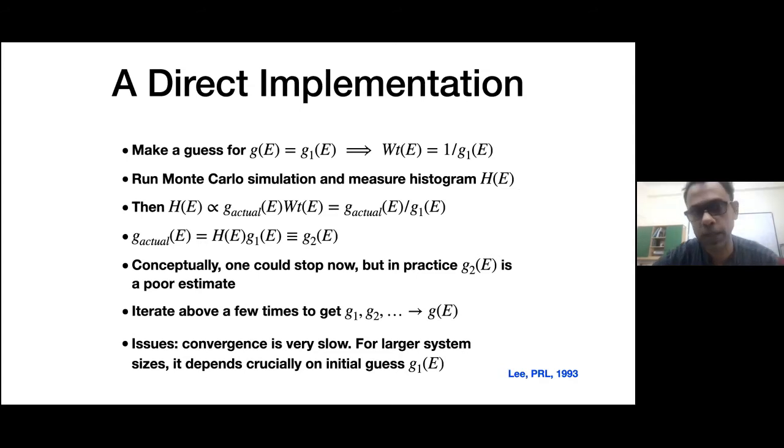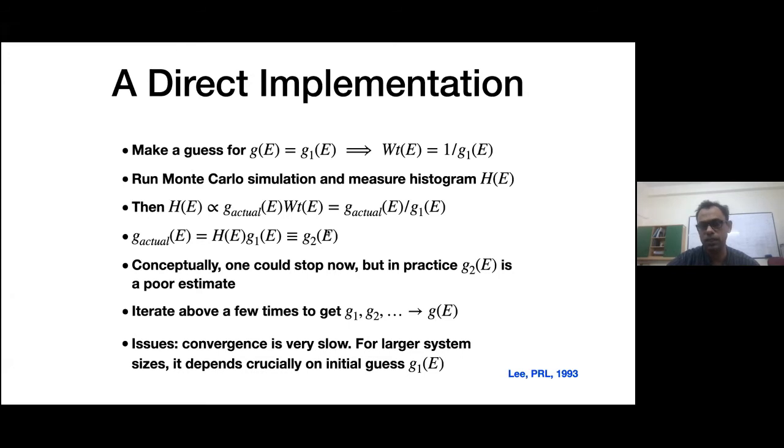So what is the direct implementation? You make a guess for the density of states. I call it G1. Then the weight of a configuration with energy E is 1 by G1 of E. You run a Monte Carlo simulation. You measure the histogram H of E. Then H of E is proportional to the actual density of states times the weight of E, which I've chosen to be 1 by G of E. So this gives me an estimate of what my density of states is. I'll call it G2. So at this point, theoretically, you have got the correct G actual.